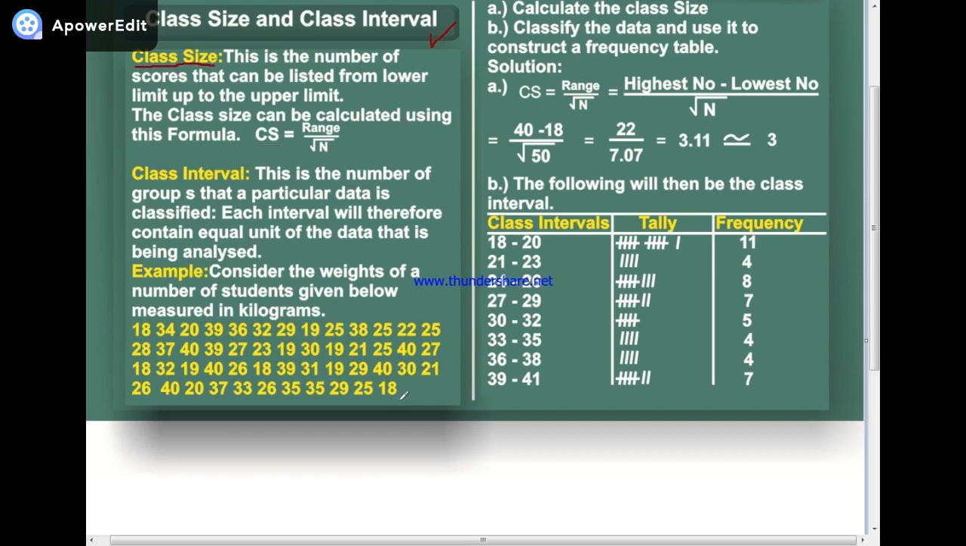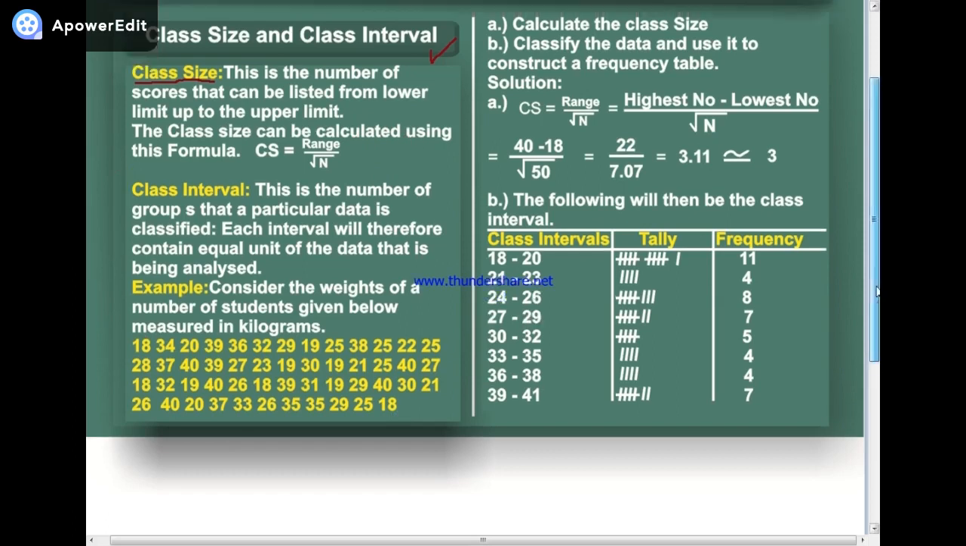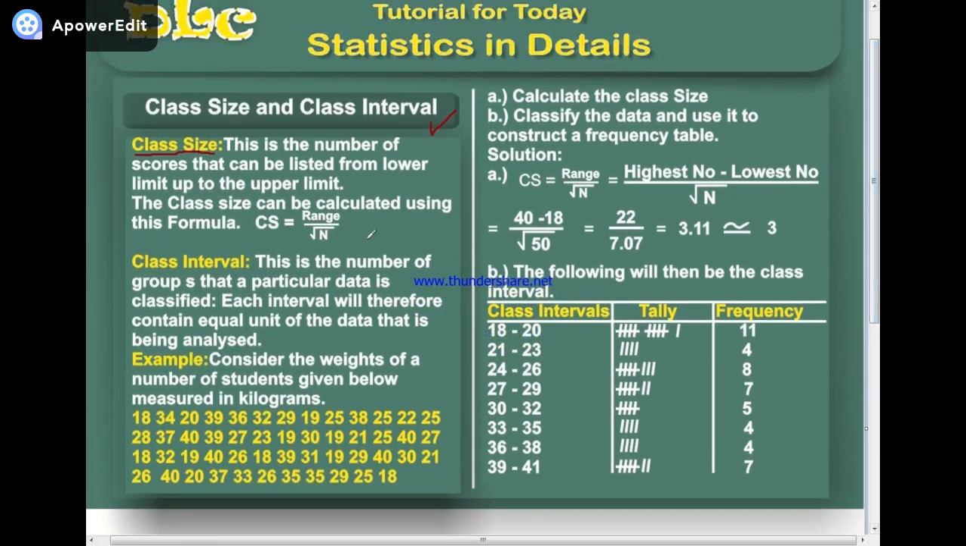Since the formula has been given to us here, class size is equal to range over the square root of n. And the meaning of range is highest number minus lowest number, divided by the square root of n.